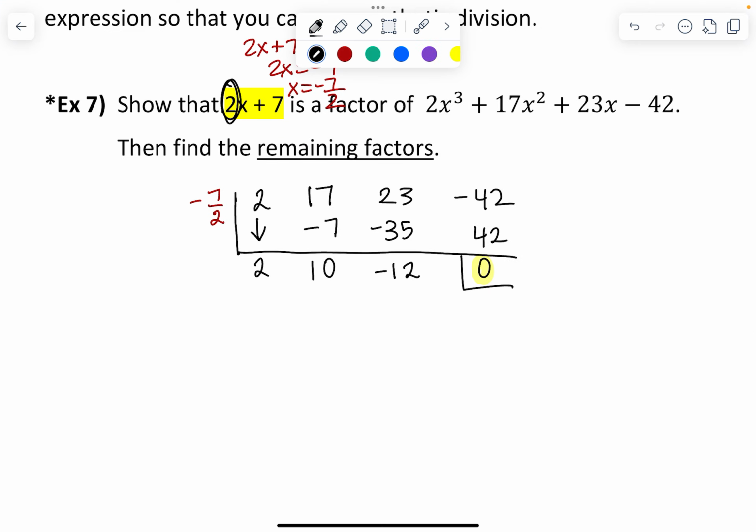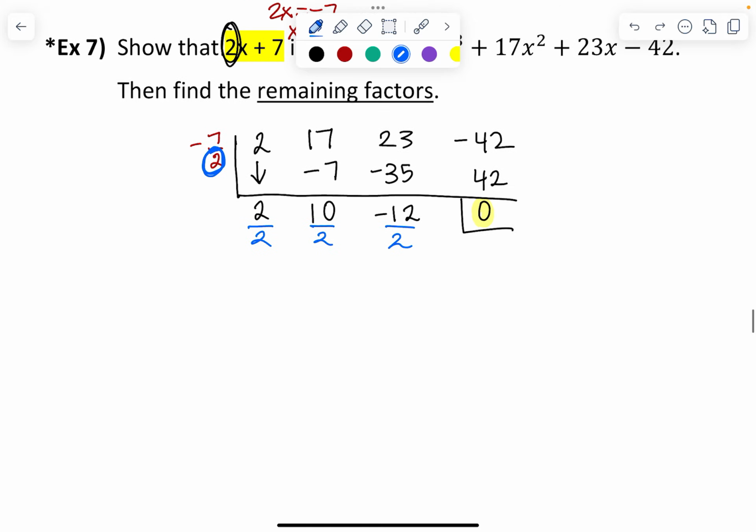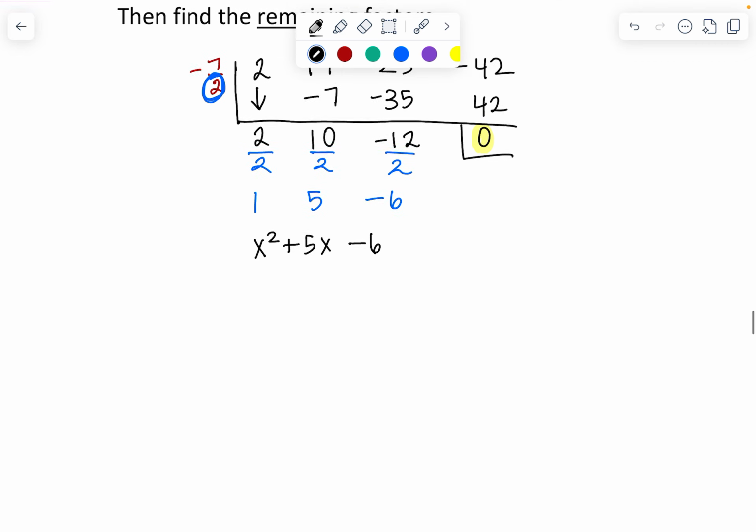But this quotient here that we're left with, it's scaled by whatever this denominator is. So that's always going to be a GCF. The denominator will be a GCF that you can divide out. You don't care that this is negative. You ignore that part, but you do need to divide these remaining numbers by 2. So that leaves us with a 1, a 5, and a negative 6. So the quotient is actually x squared plus 5x minus 6. So you always need to divide out that GCF before you commit to your final answer.